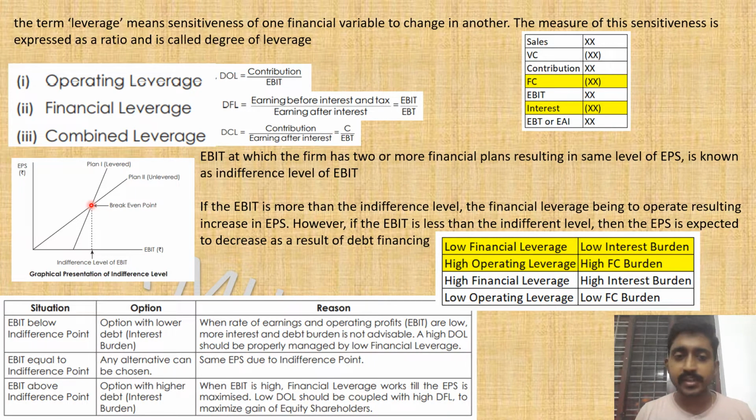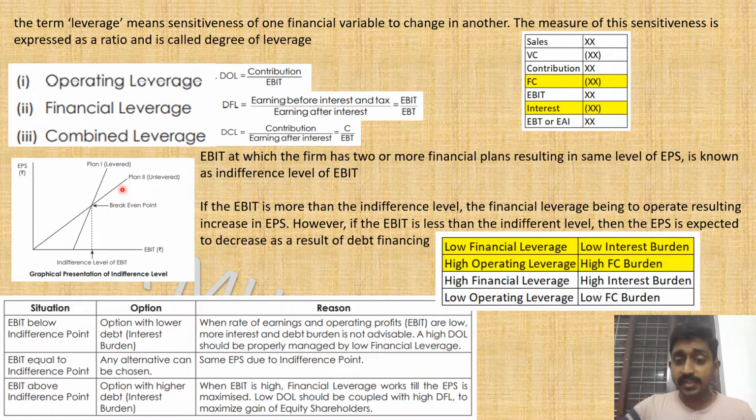So what is the indifference point? This line is plan 1 and this line is plan 2, and both plans have the same EBIT and the same EPS at this particular point. That point of EBIT is called the indifference point. Both plans are equally good from the finance point of view. If you are the finance head, we can go for any plan.